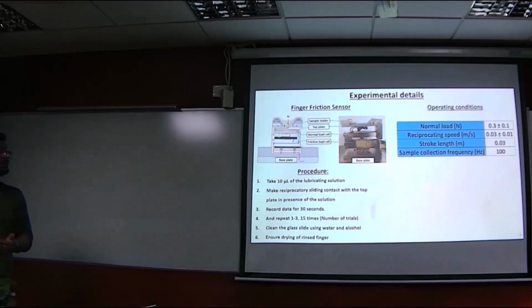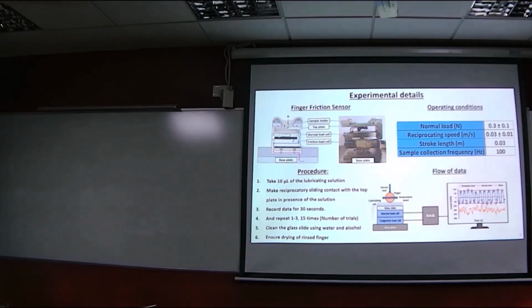The operating conditions, the important ones being the normal load and the reciprocating speed, are controlled manually in this setup, and the values are quite low, which is characteristic of tactile experiments. So this is the schematic of the entire process. What you see on the left side is somewhat of my final result, that is the frictional force represented by the blue graph, and the normal force, represented by the orange curve. However, another way to visualize the friction data in this particular case would be to view it as frequency or histogram plots.